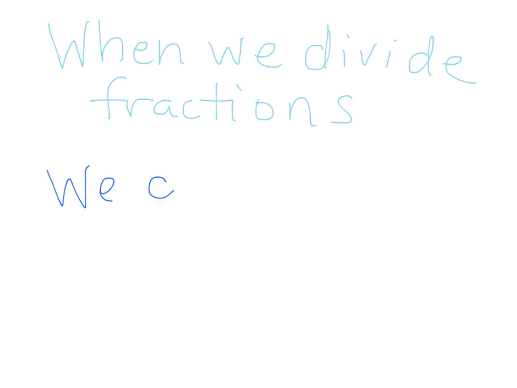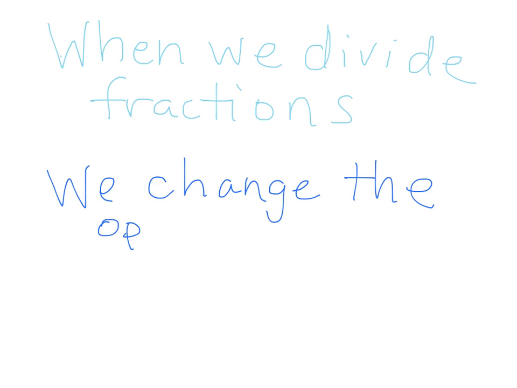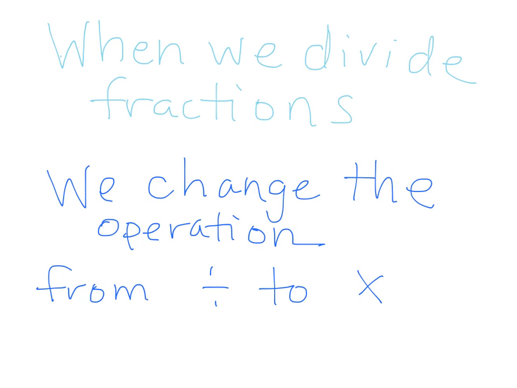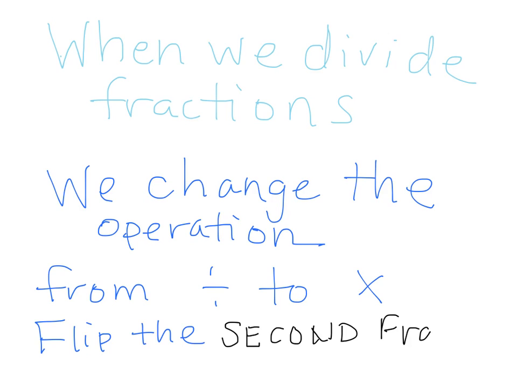When we divide fractions, we change the operation from division to multiplication and flip the second fraction, which means we find the reciprocal.